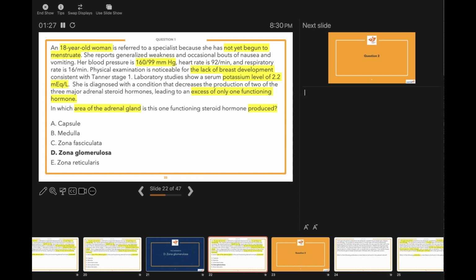The two that are deficient in this situation would be the fasciculata and the reticularis. The fasciculata is responsible for making cortisol, and the reticularis is responsible for making androgens, and that's why she's not developing any secondary sexual characteristics. What would the medulla be responsible for? I want you to think, it has to do with catecholamines. So if we're going down the pheochromocytoma route, that's the medulla. And the capsule, that's usually not the right answer. We're not going to go with the capsule as being an issue.